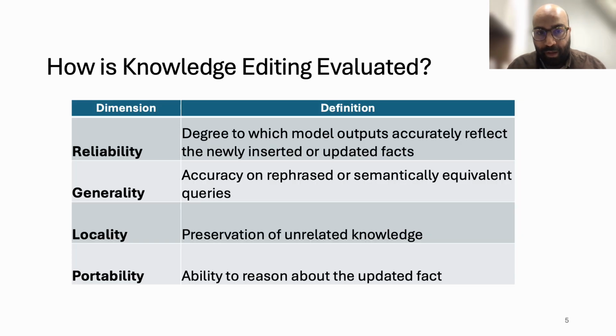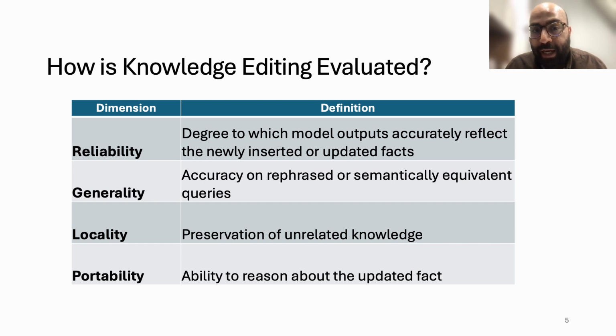As we mentioned, knowledge editing aims to update factual information efficiently while preserving unrelated knowledge. KE methods are evaluated across 4 dimensions. Reliability, which measures the degree to which model outputs accurately reflect the newly inserted or updated facts.